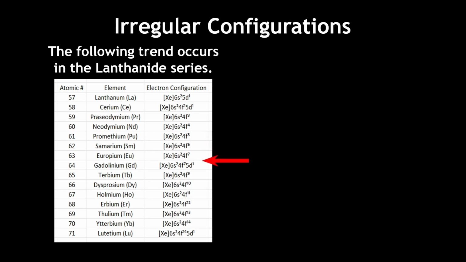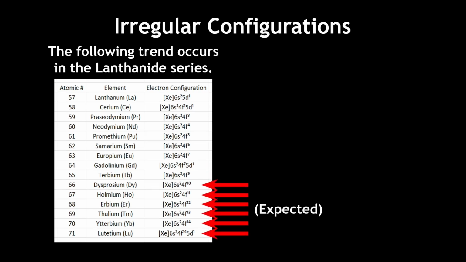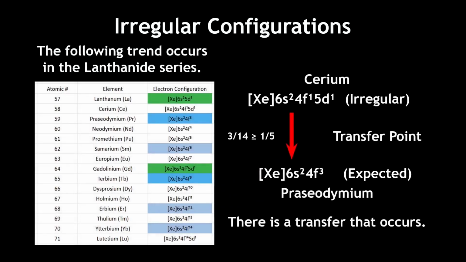However, gadolinium has the electron configuration of xenon 6s2 4f7 5d1, where an electron reappears in the 5d subshell. This is because gadolinium's half-filled 4f subshell is very stable. Then, all of the lanthanides following gadolinium have their expected electron configurations. There is a hidden pattern in the irregularities of the lanthanides.